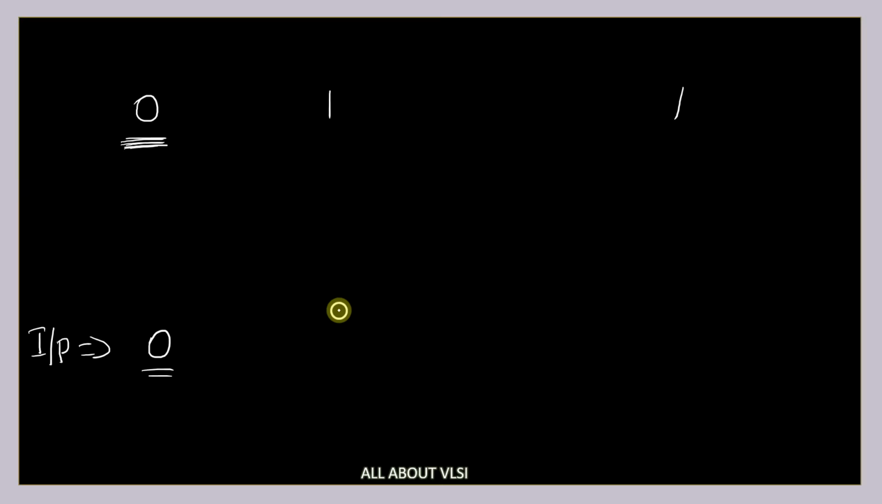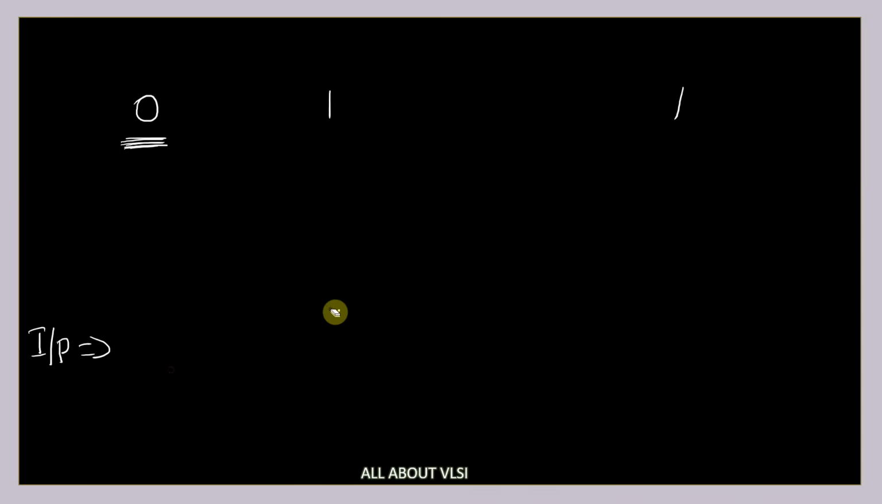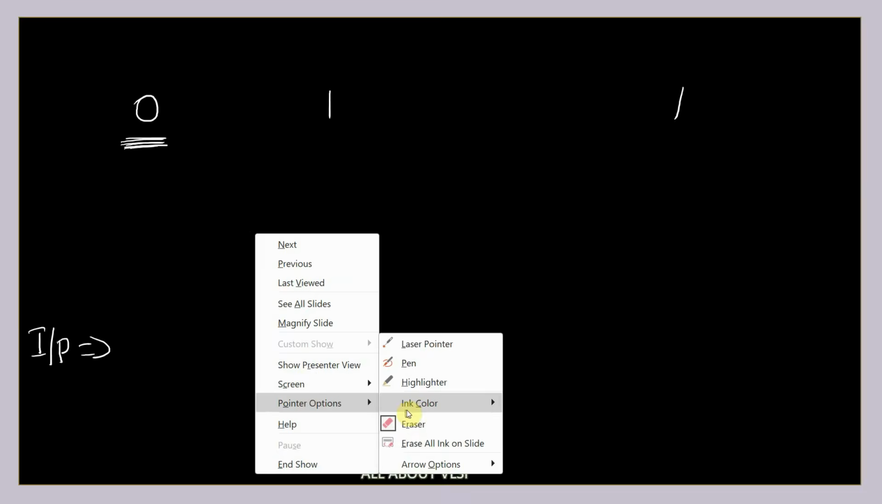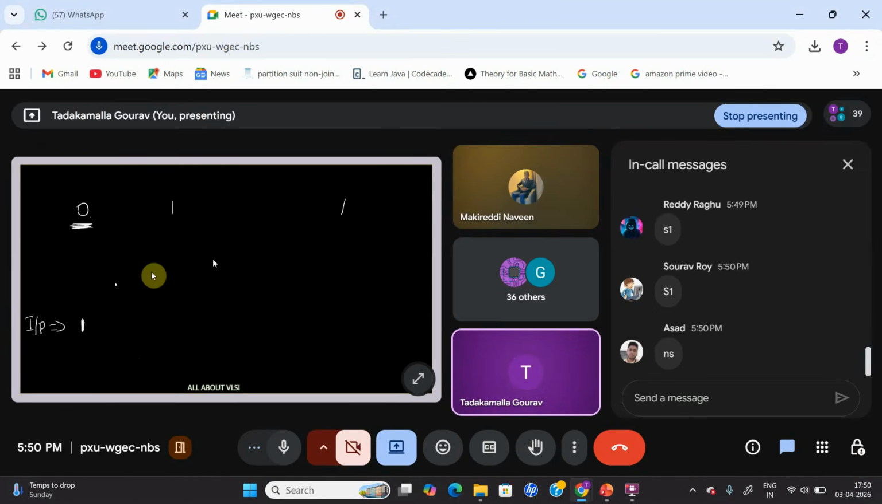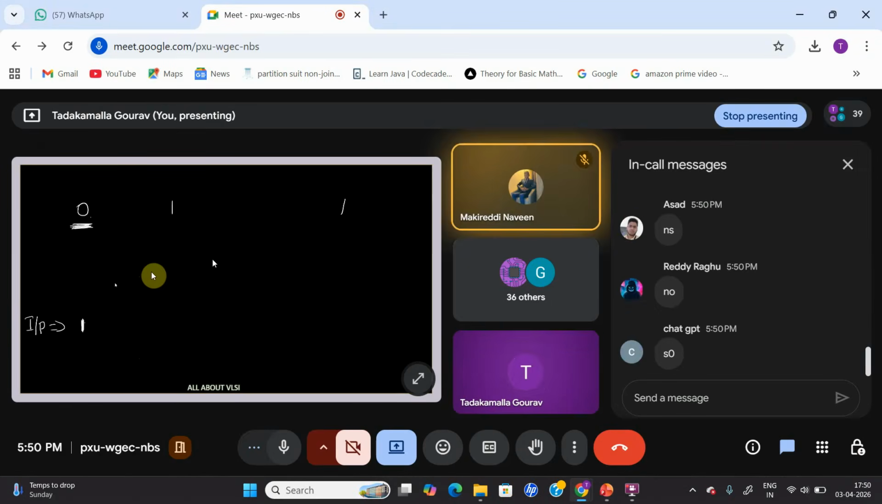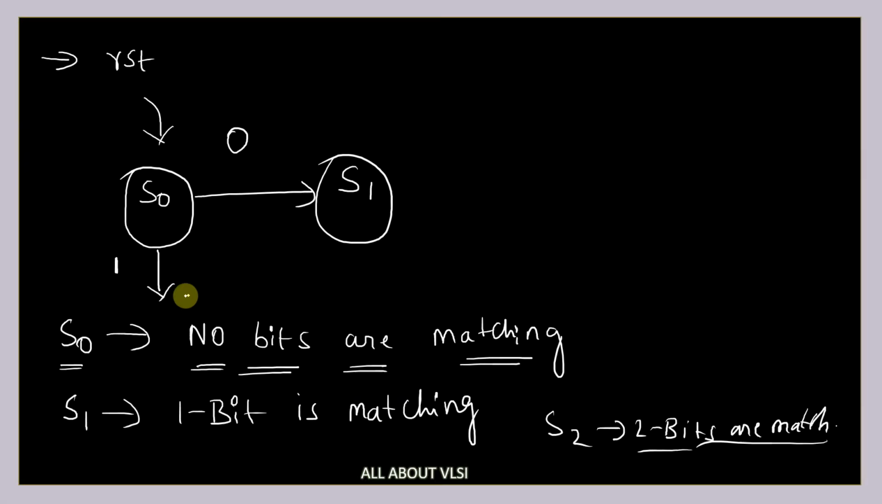Now, instead of providing 0 as my first bit, I'm going to provide 1 as my first bit. So what I want first is 0, but what I'm providing first is 1. So is this requirement getting matched, or is our requirement getting fulfilled? Obviously, no. Our requirement is not matching and no bits are getting matched. That's the reason I'm staying in the same state.